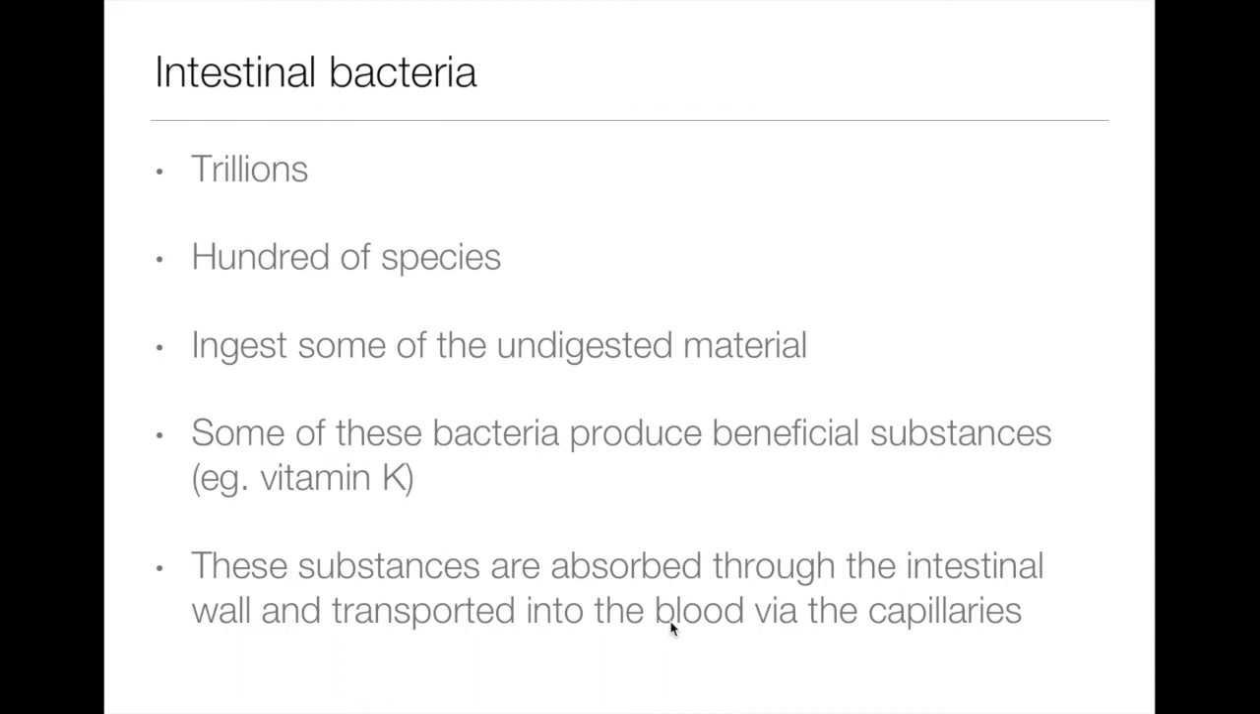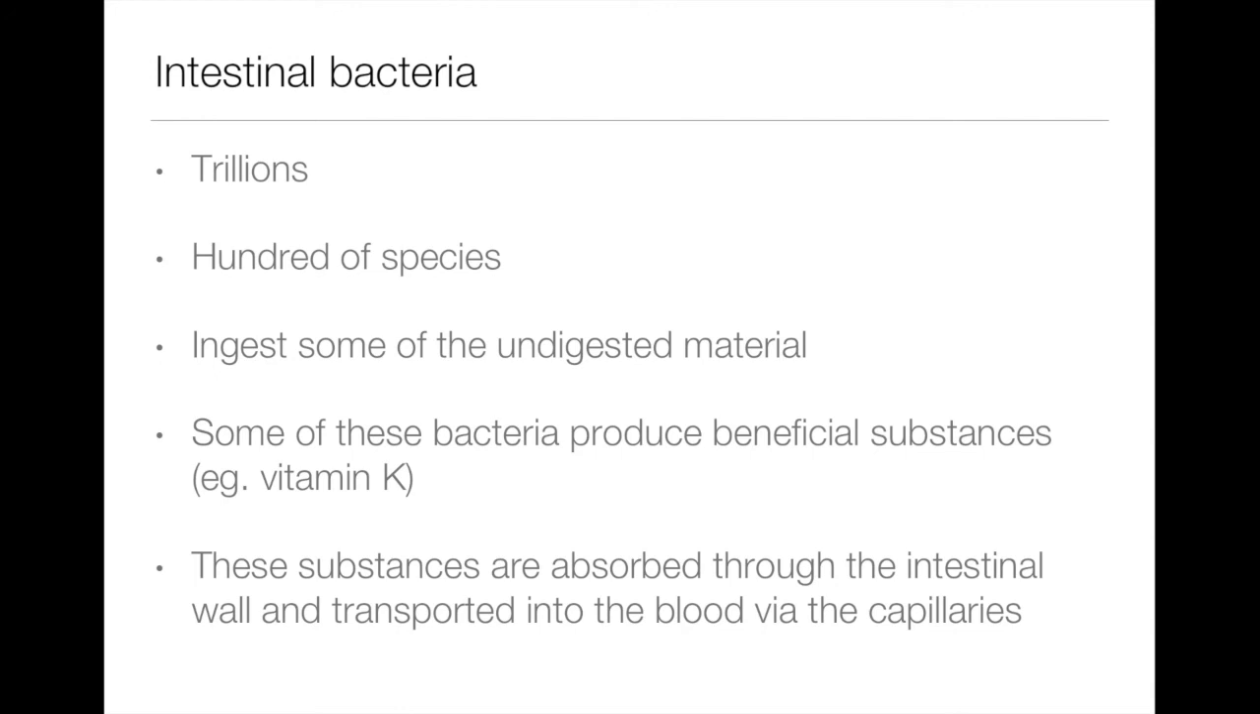Now, your intestines are home to unimaginably large numbers of bacteria, including hundreds of species. Trillions of tiny prokaryotic cells ingest some of the undigested material in your feces, producing molecules that have a well-known odor. It's nothing to be embarrassed about, and nothing to be proud of either. Some of these bacteria produce beneficial substances, such as vitamin K, which is necessary for blood clotting. These substances are absorbed through the intestinal wall and transported into the blood via the capillaries.